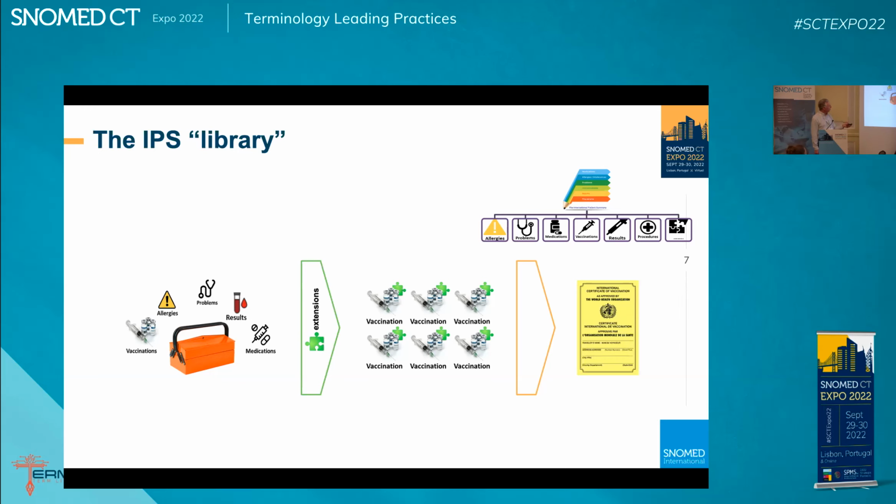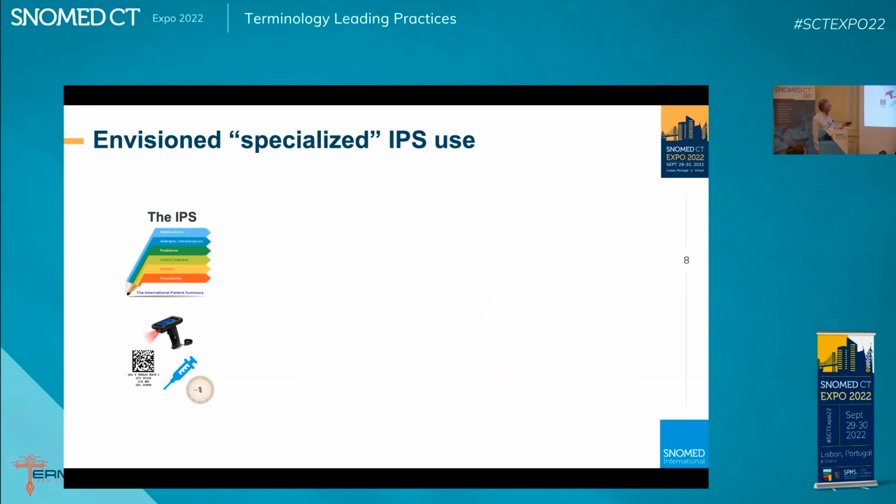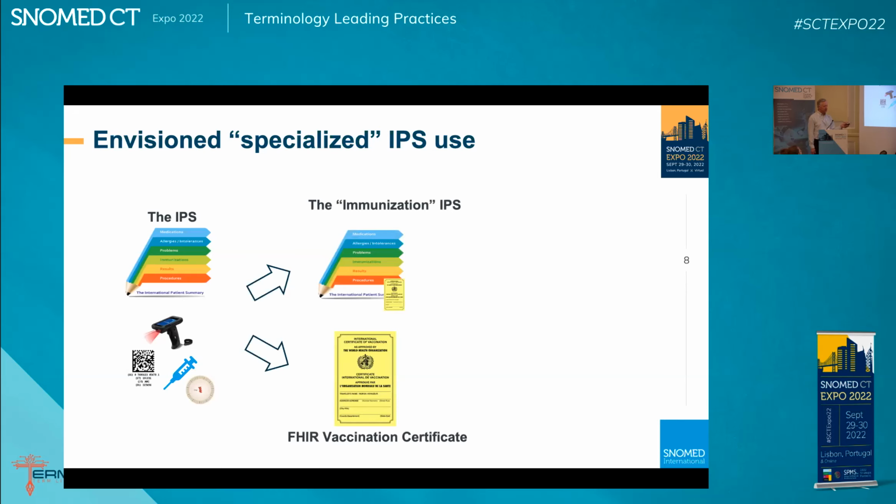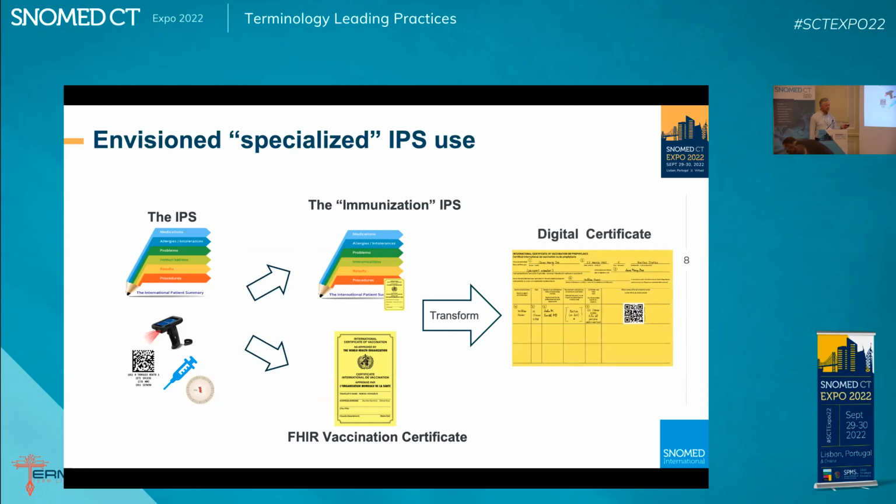And if you go a little bit farther with that, then you take the IPS and maybe, again, during the pandemic, some specialized tools and information, and you use that to create a more specialized immunization IPS that's really focused only on that, and you can have a vaccination certificate in FHIR, and then ultimately you basically transform that and it can become a digital certificate.